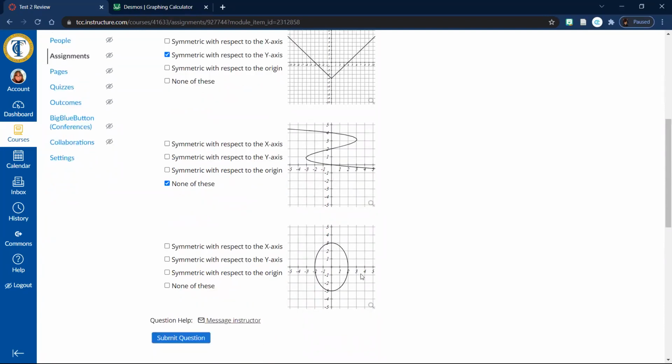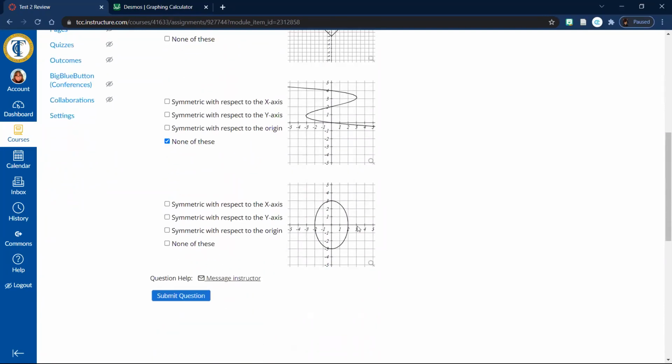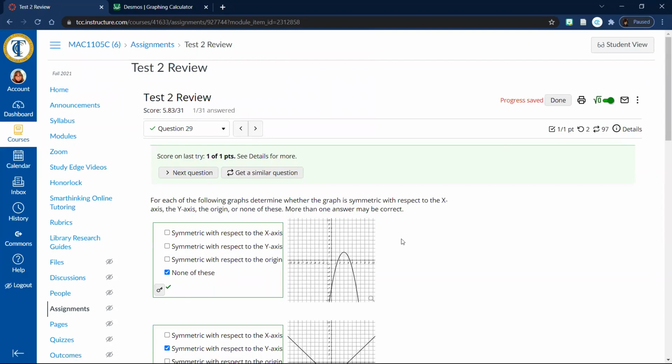Now, how about this one? Yeah, if we fold it in half on the y, it's going to be the same thing, right? Right. We fold it in half along the x. Well, I switched these when I was talking. It's going to be the same thing. Right. And if we flip it and then flip it, it's going to be the same thing. Right. Okay.